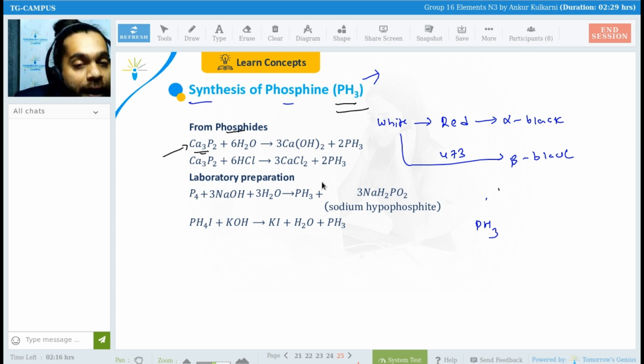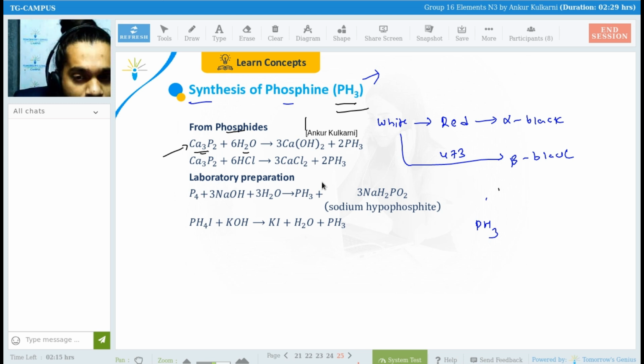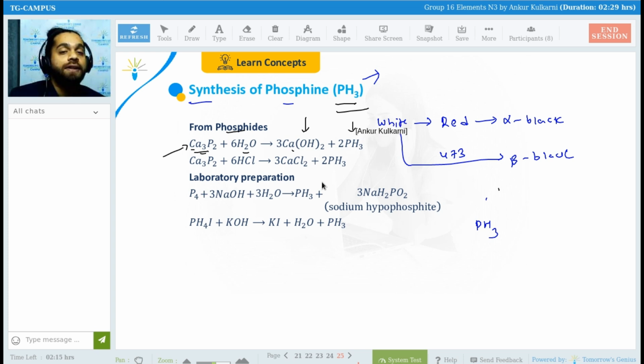Now calcium phosphide, if I hydrolyze it, look over here. Every time, remember, when you have an alkali metal, like sodium, potassium, or alkaline earth metals like calcium, and you add water, always and always remember you'll get the hydroxide. So over here, if I hydrolyze calcium phosphide, what will I get? Calcium hydroxide and phosphine. Come on, write down this preparation.